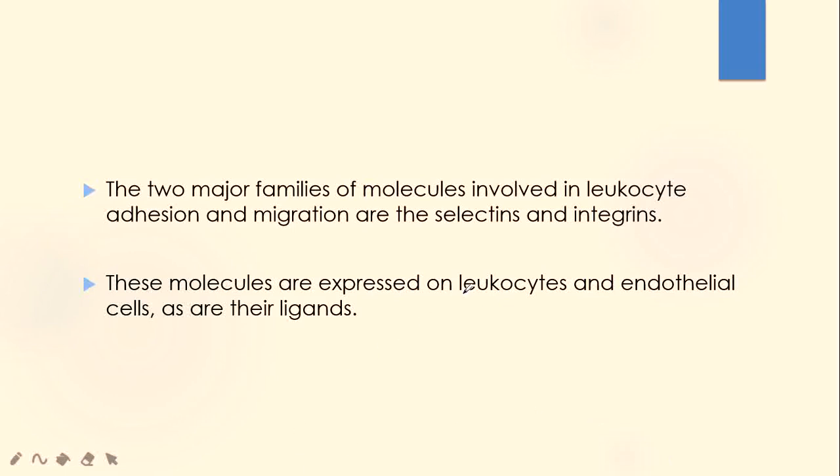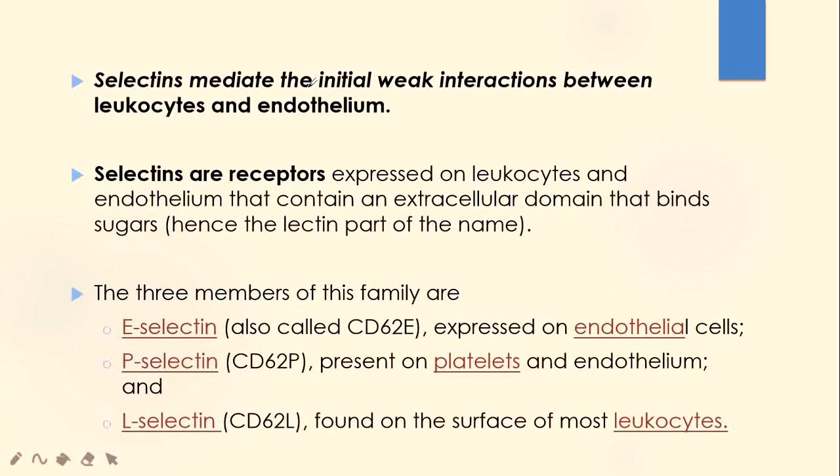The selectins and integrins are expressed on leukocytes as well as endothelial cells. The selectins mediate the initial weak interaction. This can be asked in a multiple choice question: weak interaction between leukocytes and endothelium. And what are these selectins? They are the receptors which are expressed on leukocytes and endothelium. Three members of the family are E-selectin, P-selectin, and L-selectin. E-selectin, E is expressed on endothelial cells. P-selectin, P is expressed on platelets, and L-selectin is expressed on leukocytes, L for leukocytes.